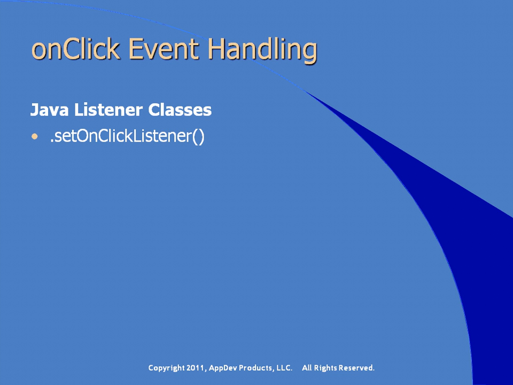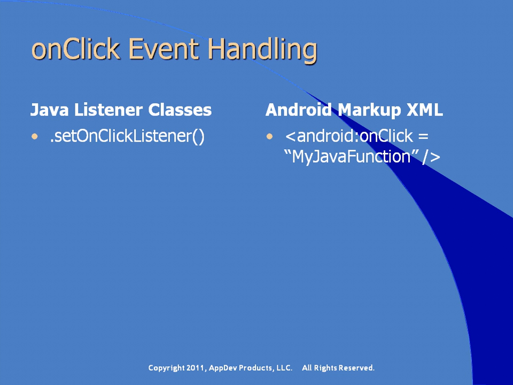But now in the current versions of the Android SDK, there's a shortcut using the Android markup XML. We can add this property or this attribute called onClick and simply specify the name of the Java function in the same way that we have in the past configured the JavaScript function name for a HTML button. So basically they now share the same concept, the same framework under the Android markup language and also HTML.